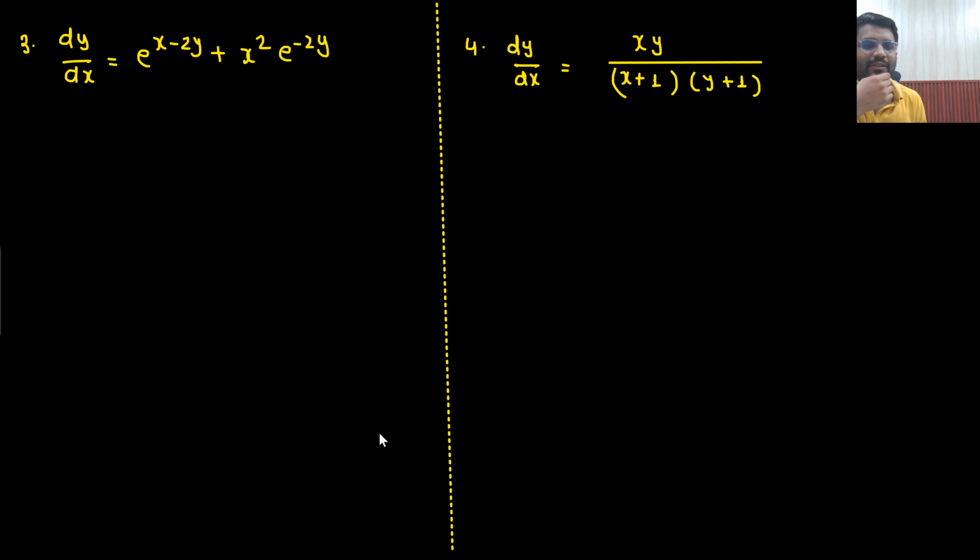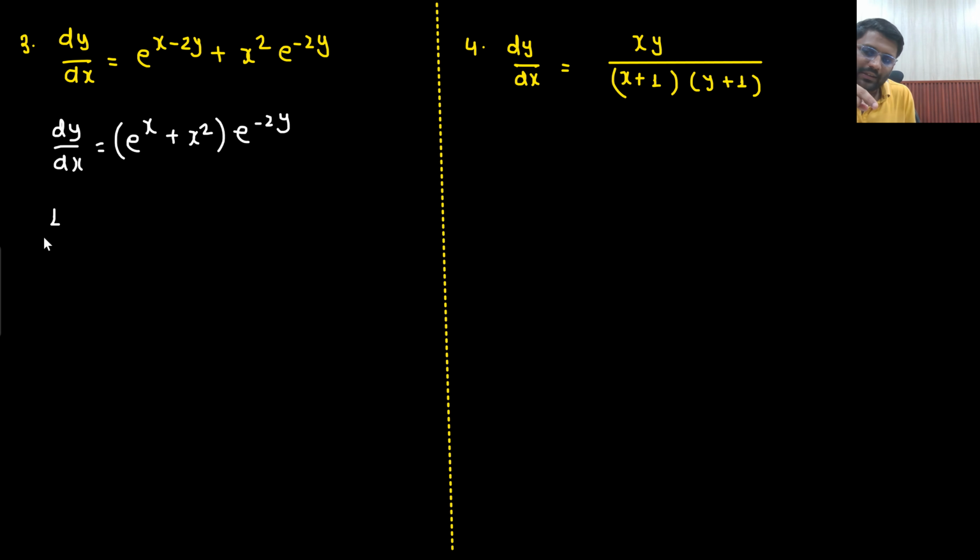Next, variable separation you need to apply. How will you apply variable separation? If you look closely, dy by dx is given as e to the power x plus x square, e to the power x plus x square. What I am taking common? I am taking common e to the power minus 2y. From here e to the power minus 2y I have taken common. Now what can I do?